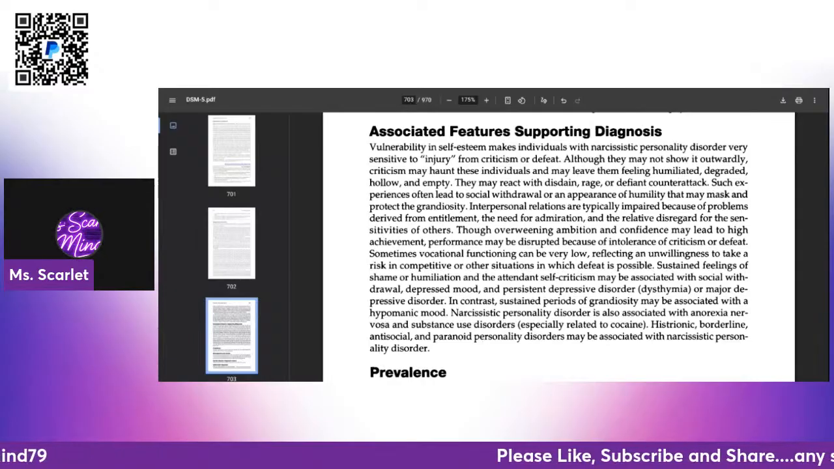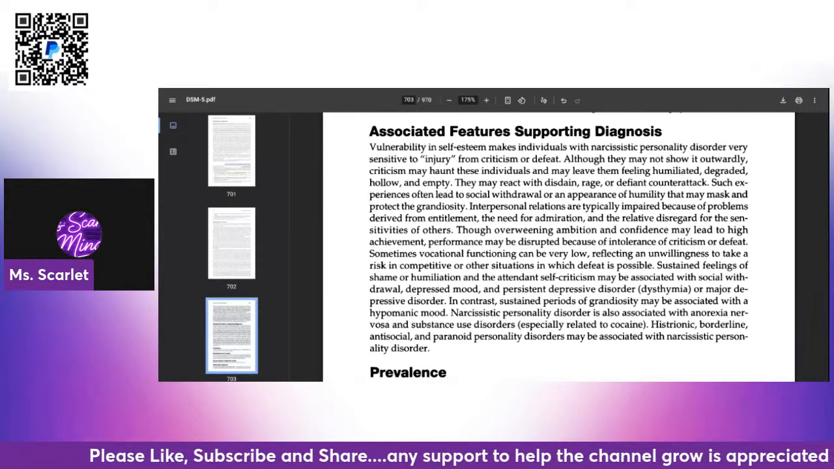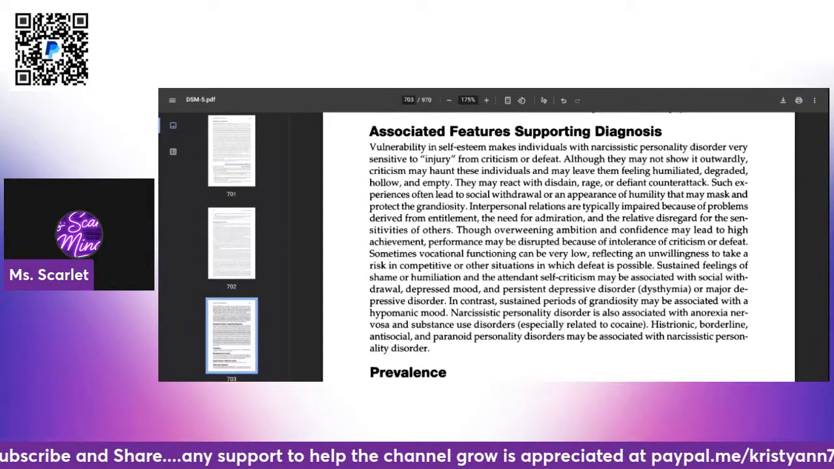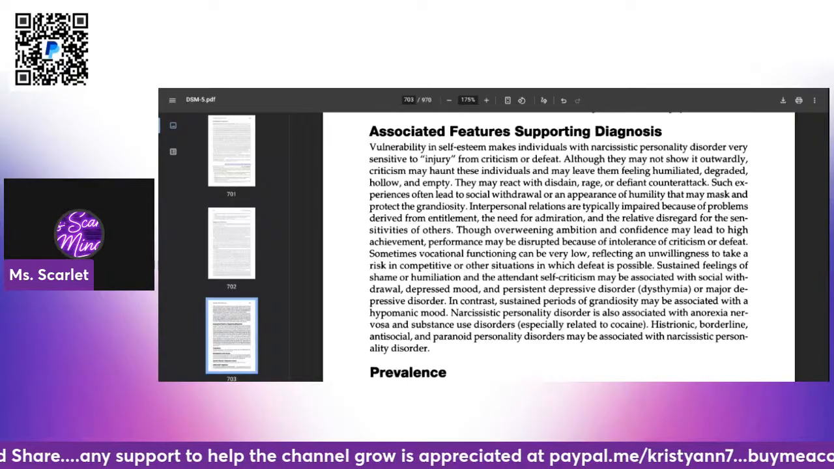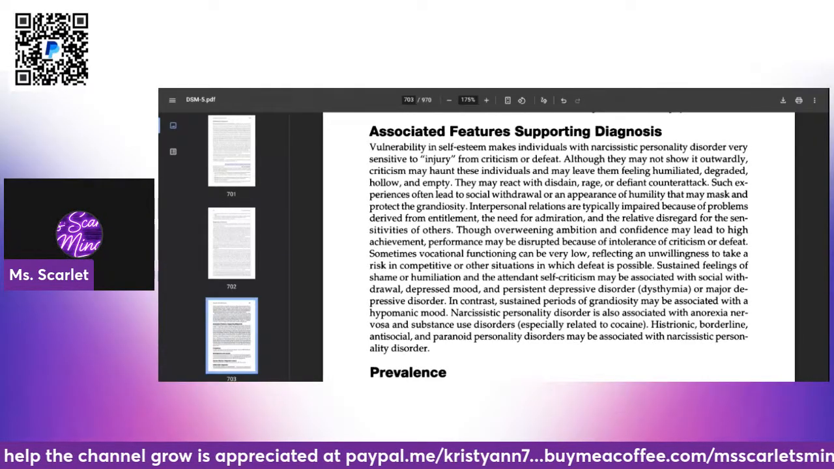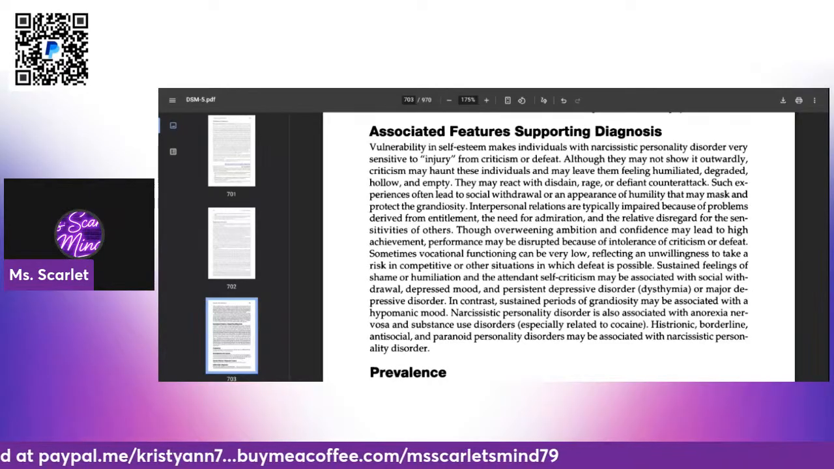Such experiences often lead to social withdrawal or an appearance of humility that may mask and protect the grandiosity. Interpersonal relations are typically impaired because of problems derived from entitlement, the need for admiration, and the relative disregard for the sensitivities of others. Though overweening ambition and confidence may lead to high achievement, performance may be disrupted because of intolerance of criticism or defeat. Sometimes vocational functioning can be very low, reflecting an unwillingness to take a risk in competitive or other situations in which defeat is possible.